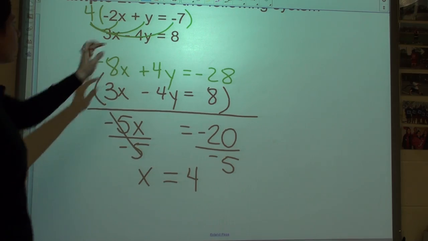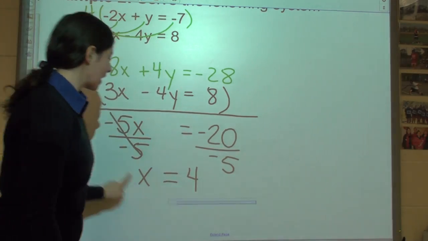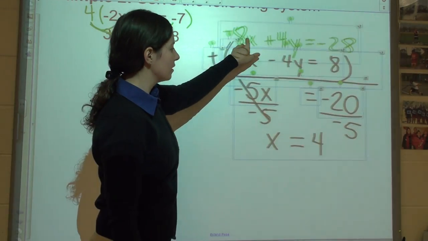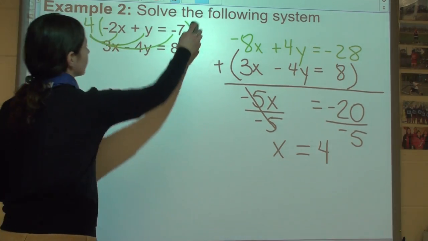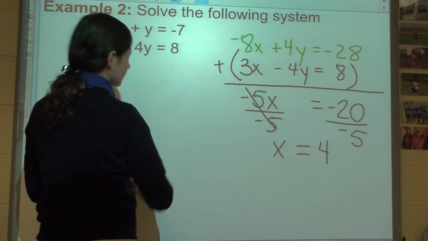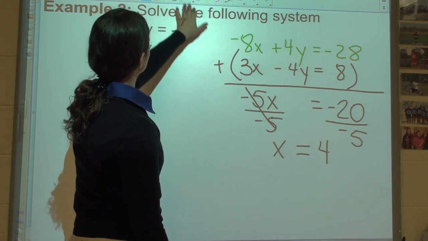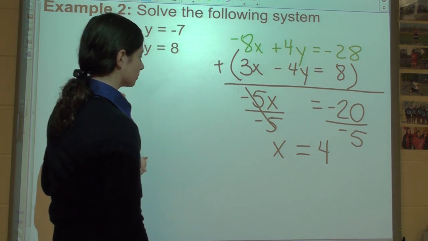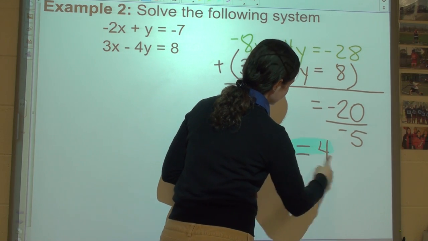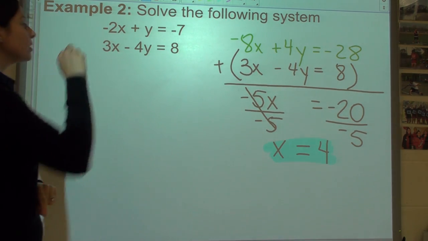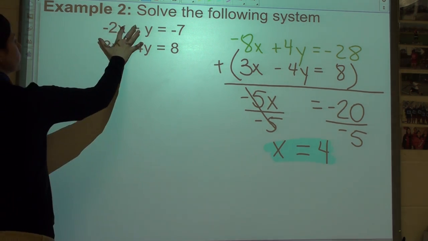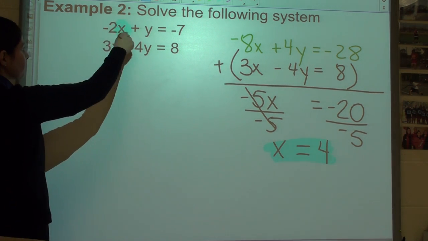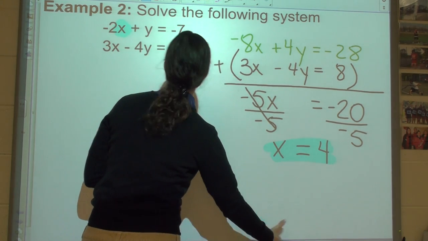Now, just like with the previous example, we're going to need to take x equals 4 and substitute it back in order to solve. And I'm just going to go ahead and erase this so we can see better. So again, I'm going to take my x equals 4. You can plug it into either equation. It really doesn't matter. I'm going to plug it back into the first one just because I like the first one better, but there's nothing wrong with plugging it into the second one.